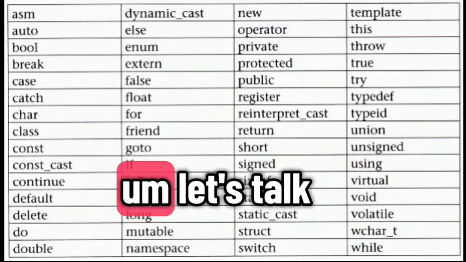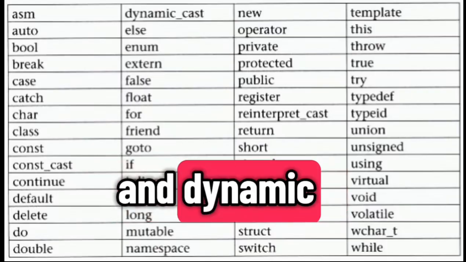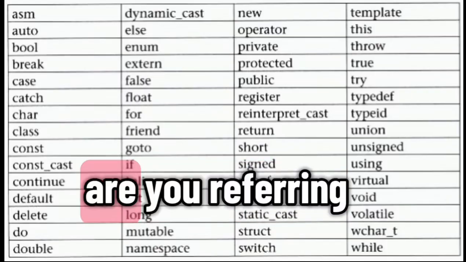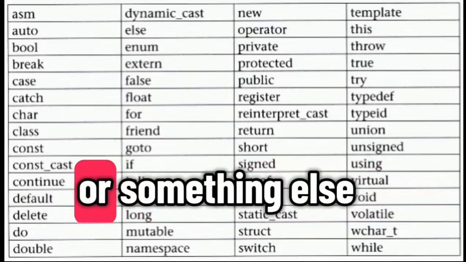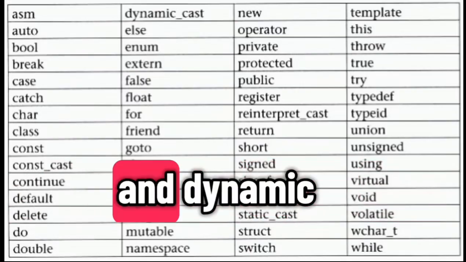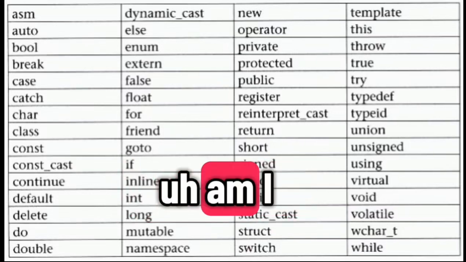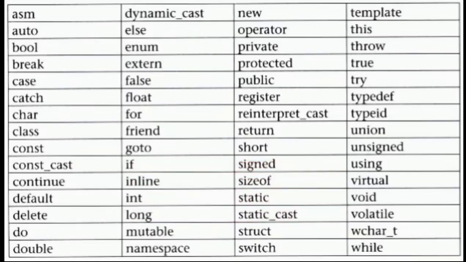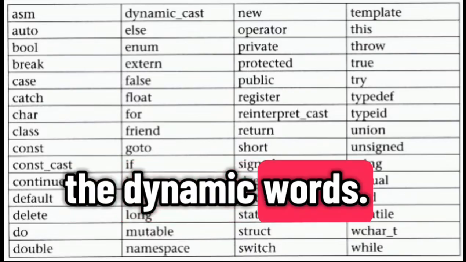Okay, nice. Let's talk about the static and dynamic. Are you referring to static and dynamic memory allocation? Or something else related to static and dynamic in C++? I just saw the word static. Am I right? Yeah, I think it is a keyword. But I'm not sure about the dynamic word. Is it a keyword?